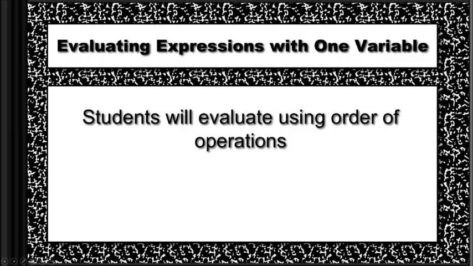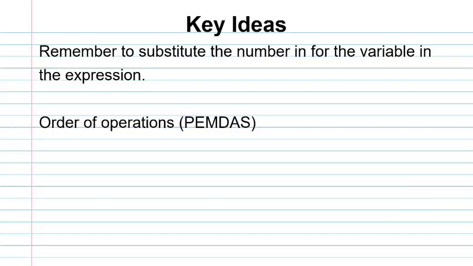And so with that one, some key ideas. The very first thing is we need to remember to substitute the number for a variable in the expression. So we're going to be doing a lot of substitution. And then with that substitution, make sure that you do order of operations, and that is parentheses, exponents, multiplication, division, addition, and subtraction. And with that, left to right from multiplication, division, addition, and subtraction.